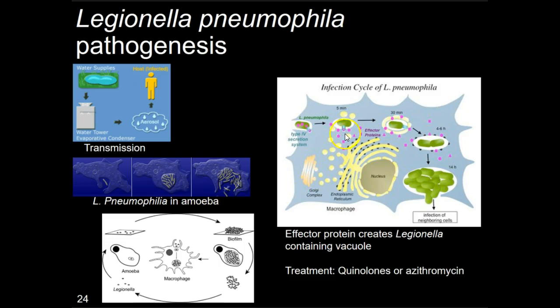So here you can see that within 5 minutes of entering into the cell, being phagocytized by a macrophage, this bacteria is able to not only survive, but build a protective little wall around itself and then replicate within 4 to 6 hours. And 14 hours after the infection, these bacteria are released from the cell and go on to infect neighboring cells.